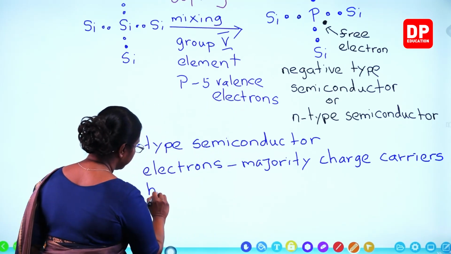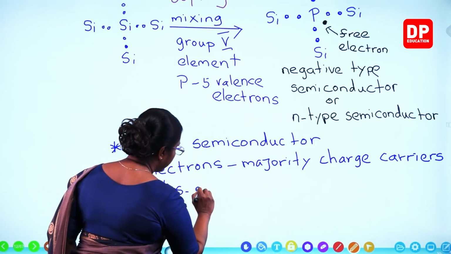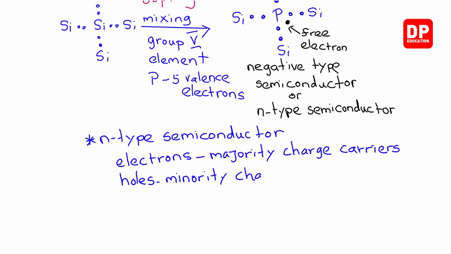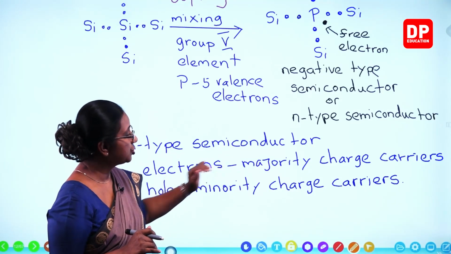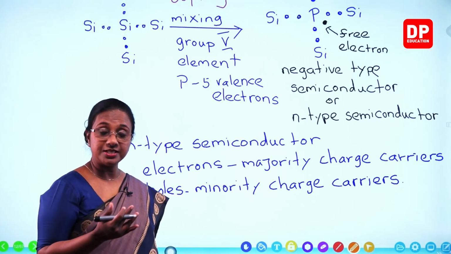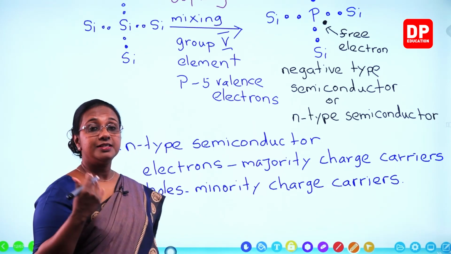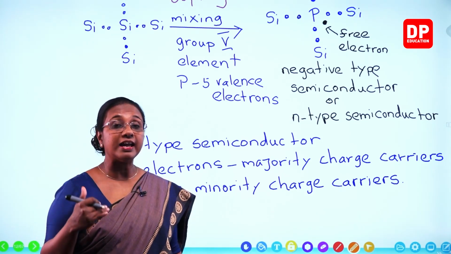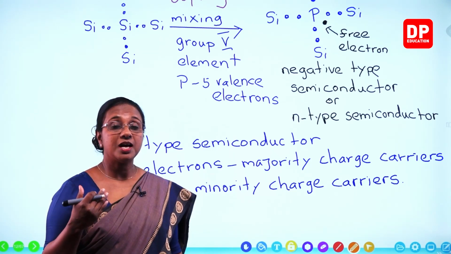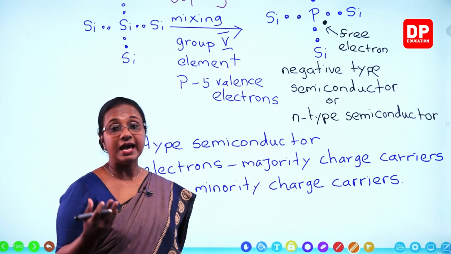And the holes are known as minority charge carriers. So here also we have both electrons and holes. Electrons are more in number, so they are known as majority charge carriers, and holes are minority charge carriers. And these electrons are donated by the group 5 atom. Because of that, the group 5 atoms are known as donor atoms.